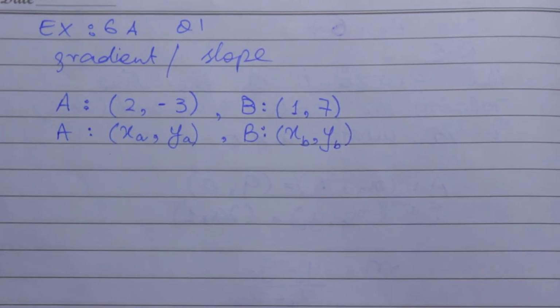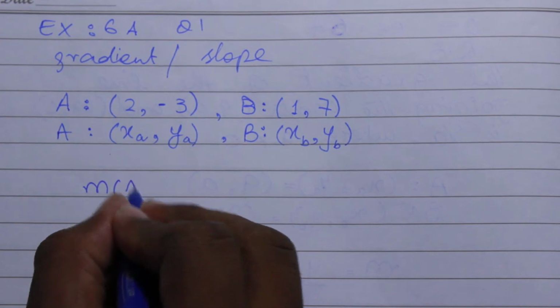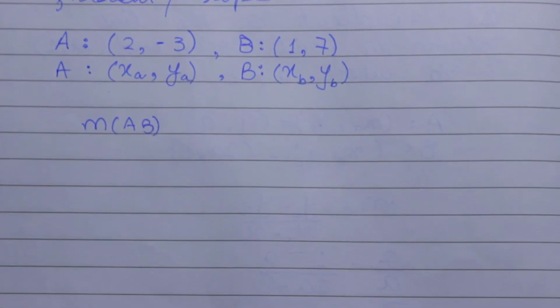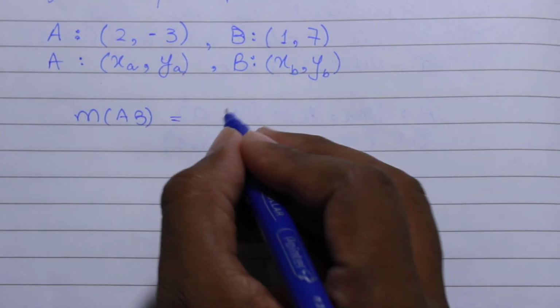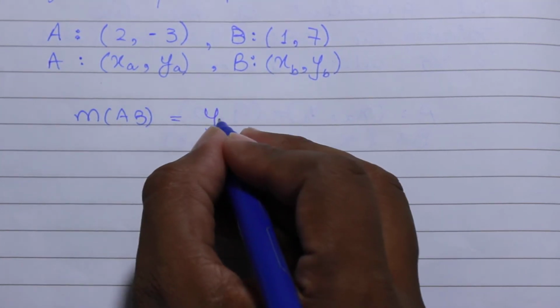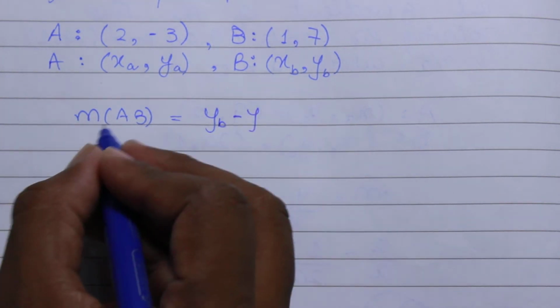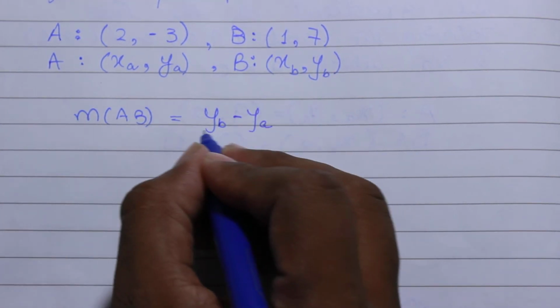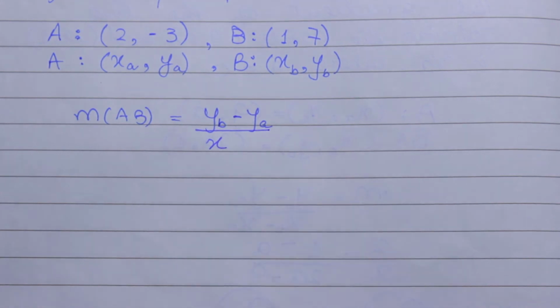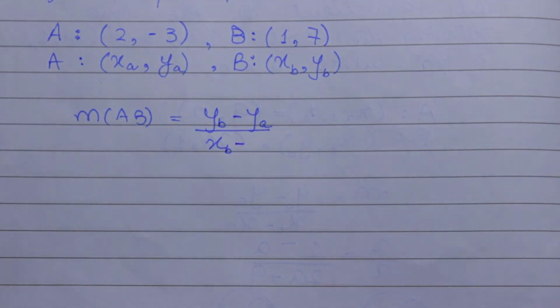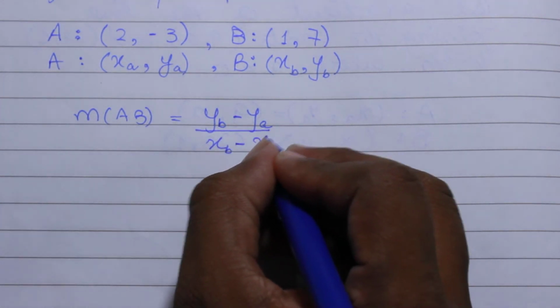Now we have the formula of gradient. This is the slope or gradient of A and B. We have the formula: this is the y coordinate of the second point, this is YB, minus the y coordinate of the first point, this is YA. In the denominator you have the x coordinate of the second point, which is B, minus the x coordinate of the first point, which is A. So XB minus XA.